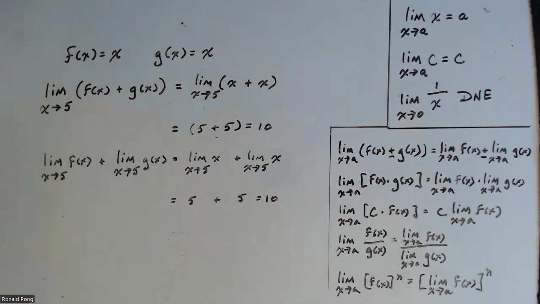I highly recommend you take these same simple functions and go through on your own and demonstrate to yourself that the remaining limit properties hold. In other words, the left-hand side of the limit property equals the right-hand side of the same limit property.